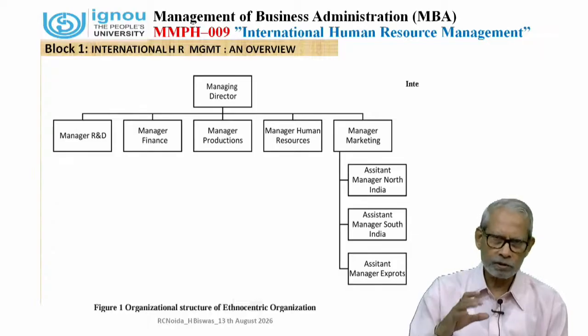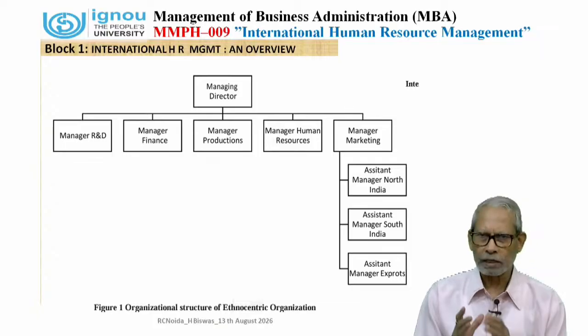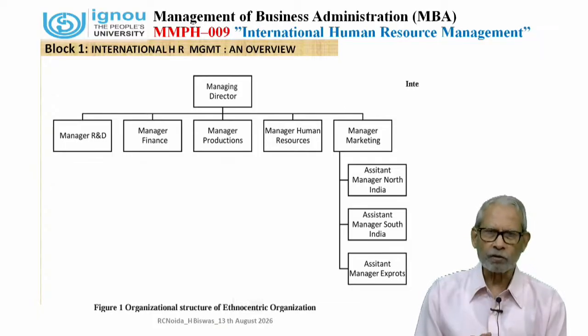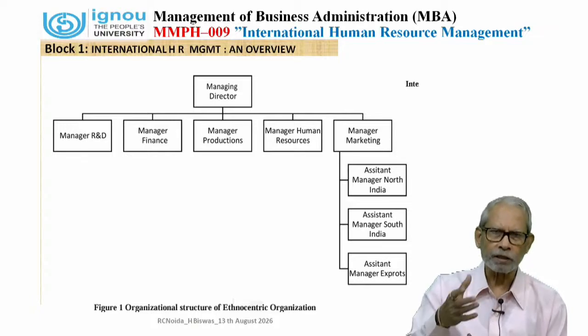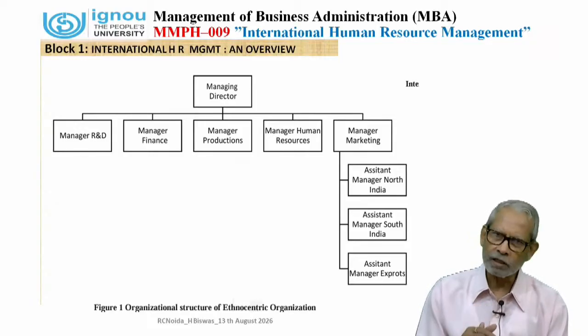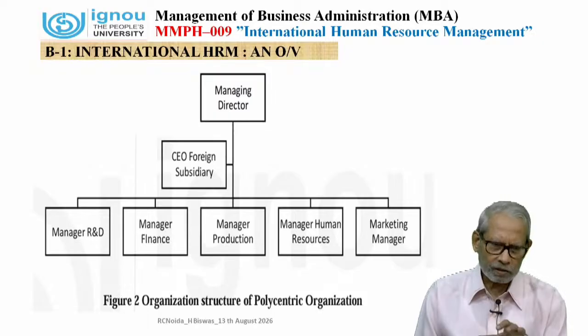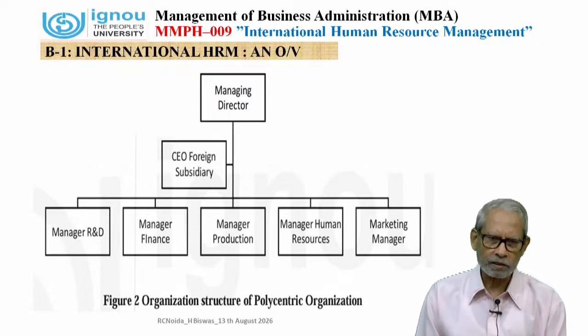So paragraph-wise, you have to segregate your answer into three or four parts: the introduction, then the features of the topic, then some diagrams if they are relevant, and finally the conclusion. Polycentric organizations look like this. I am also showing the diagram.